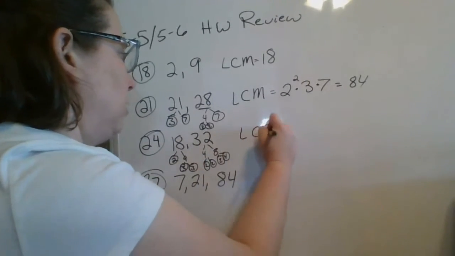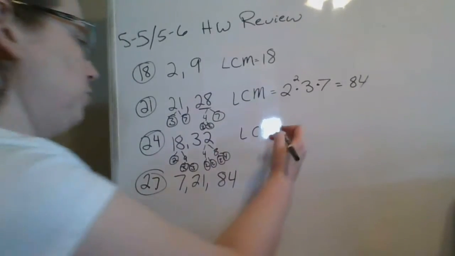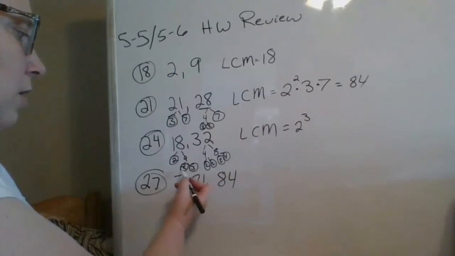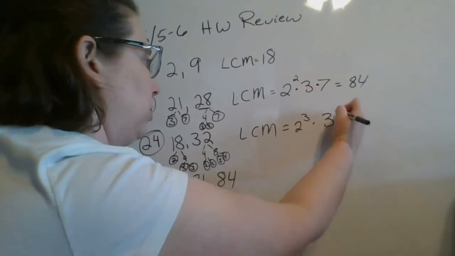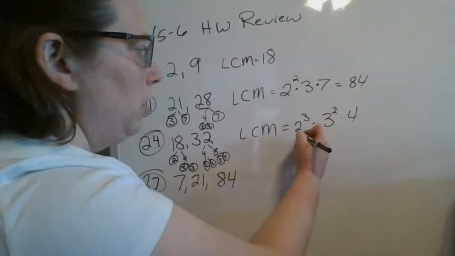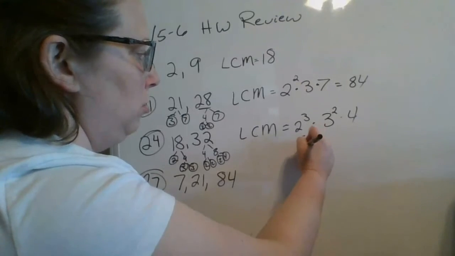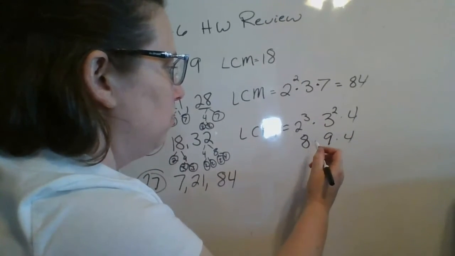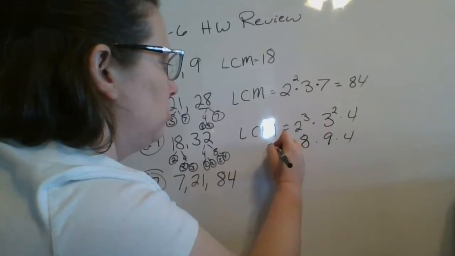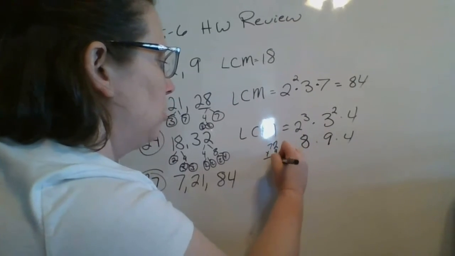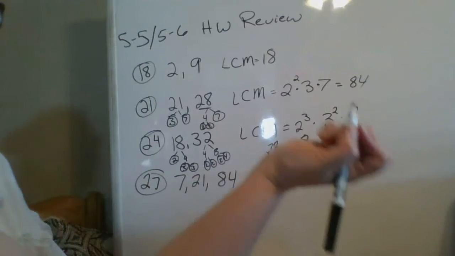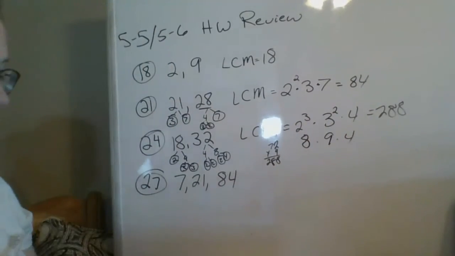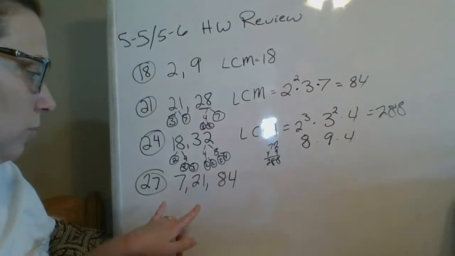Okay. So we have 2, and it looks like our highest exponent would be 3, and then we have a 3 squared and a 4. So 2 cubed would be 8, this would be 9, 72 times 4. Ooh, I'm glad I went the factor tree route. So it's 288 for number 24.